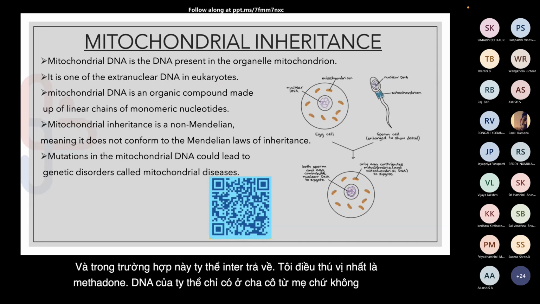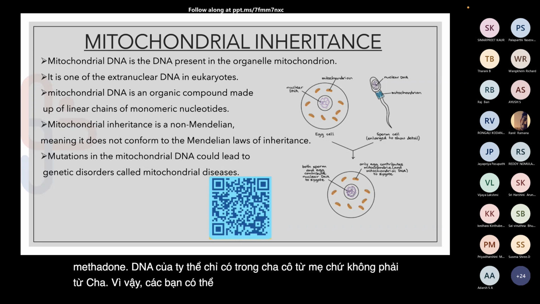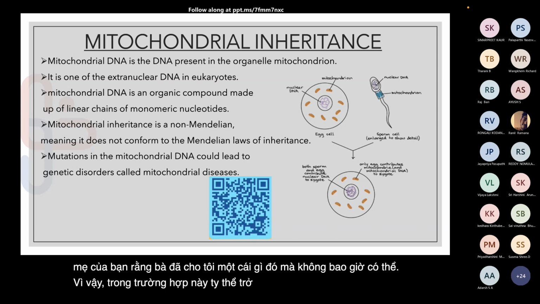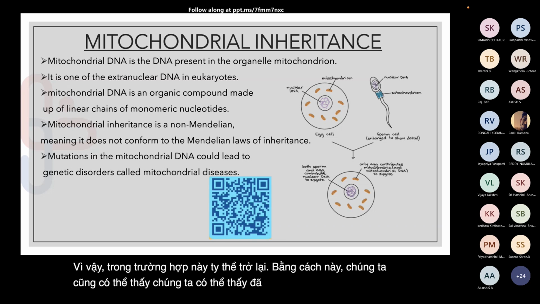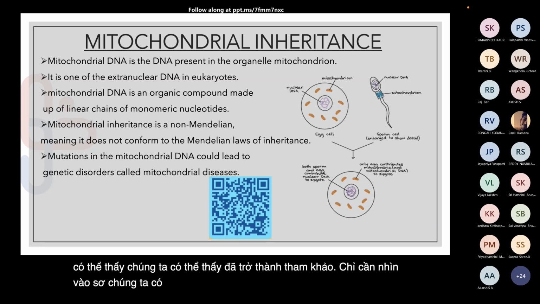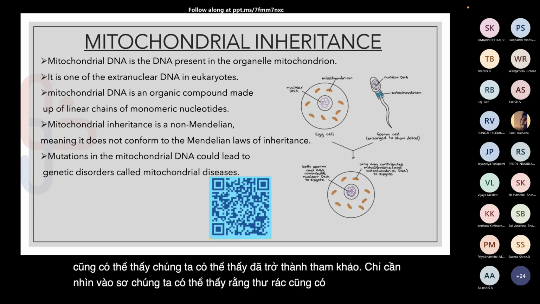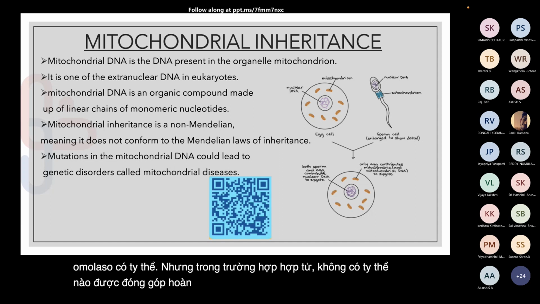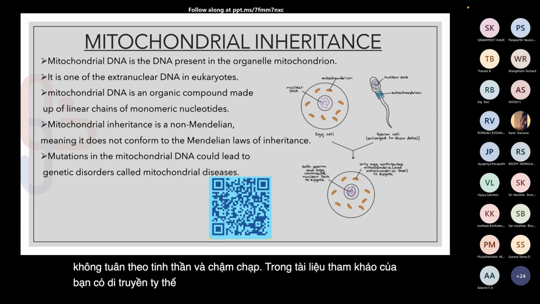So you guys can tell your mother that she gave me something that dad never could. Just look at the diagram. We can see that the sperm also has mitochondria and the ovum also has mitochondria. But in the case of the zygote, the mitochondria are totally contributed by the mother. So from this we can understand it does not obey Mendel's law of inheritance. That is, mitochondrial inheritance is non-Mendelian, meaning it does not conform to the Mendelian laws of inheritance.